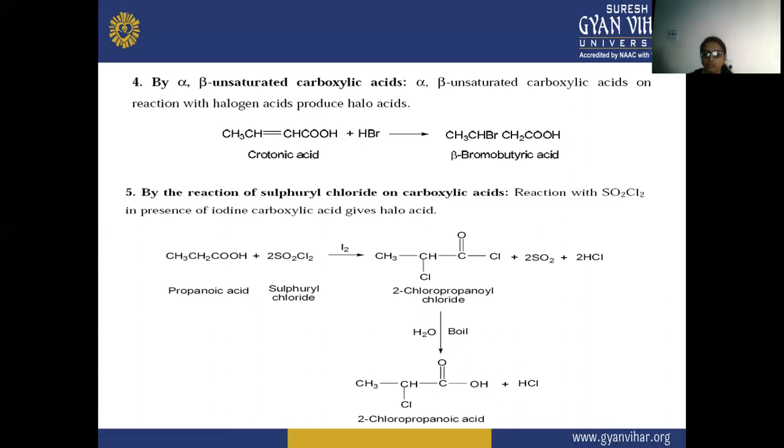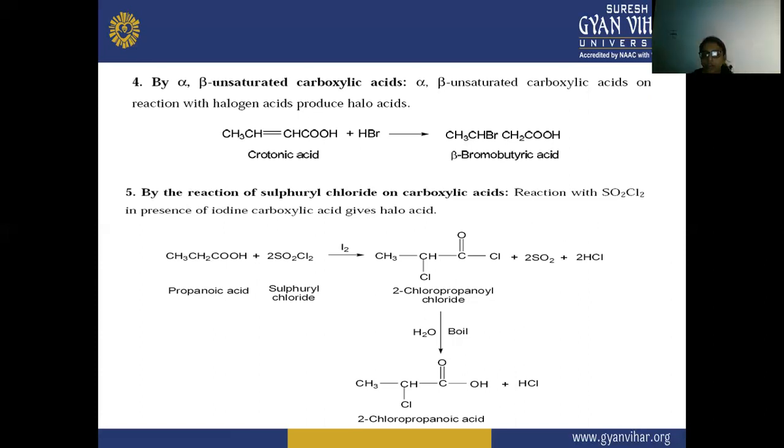So in this, by the reaction of sulfuryl chloride and carboxylic acid, firstly, on the reaction of this propanoic acid with the sulfuryl chloride, there is a formation of this 2-chloropropanoyl chloride. Means the chloride is attached to this position on this propanoic acid. And after that, when the boiling is done, the chlorine which is attached to the carbonyl side gets removed and the OH will get placed there. Means it is substituted to this position, and there is a formation of the alpha halo acid.